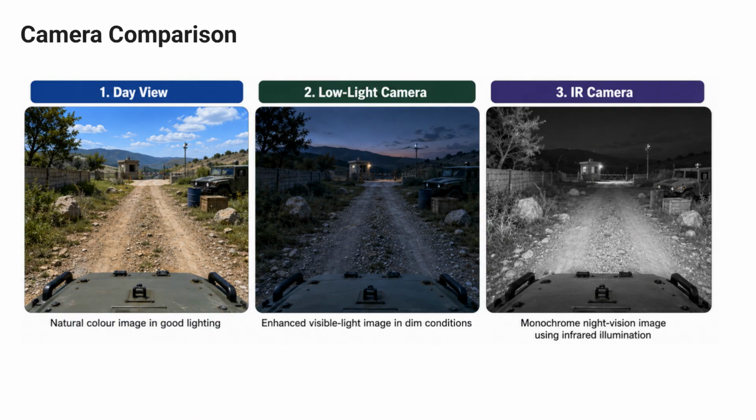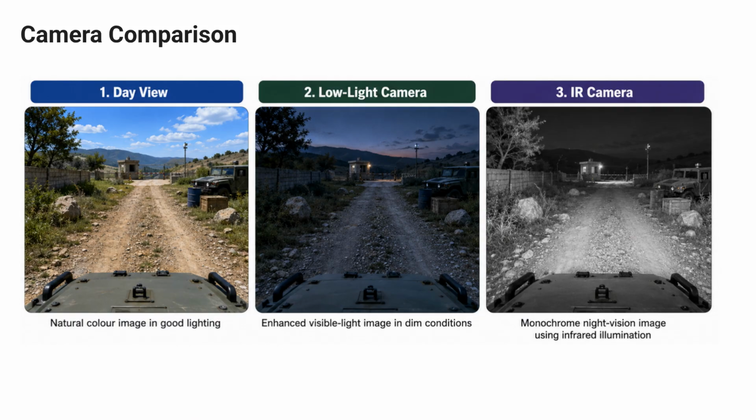In the center, the low-light camera shows the same scene in dim conditions. The image is darker and the colors are reduced, but important terrain and obstacle details are still visible using the available ambient light. On the right, the IR camera produces a monochrome night vision image. It uses infrared illumination to reveal the road, rocks, vegetation, and nearby objects even in darkness.